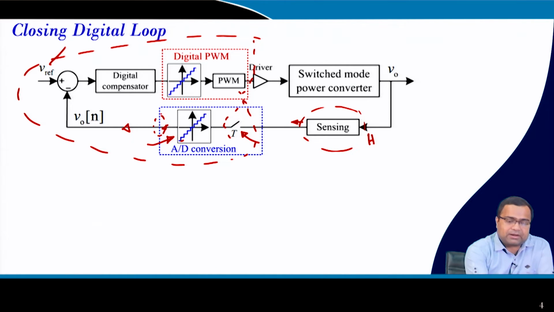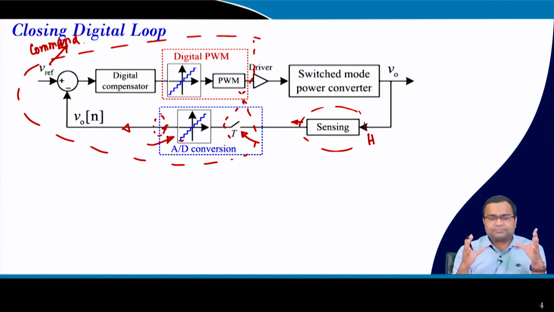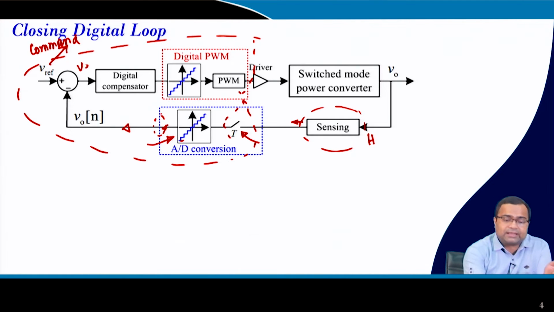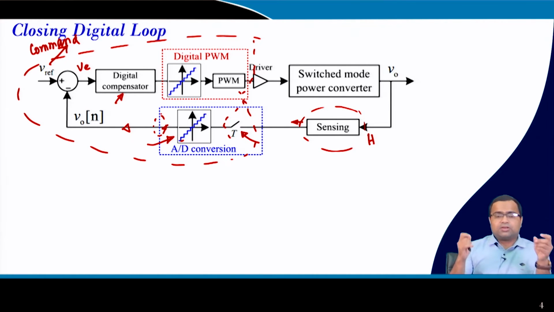So, this is a number, this is a command, I will say it is a reference command which is a number, and your output voltage will be compared, and the error voltage, which is again the quantized discrete voltage or number, will pass through a compensator, and generally it is a digital controller which can be PI, PID controller. There are a variety of compensators that we can consider. You can talk about type 2, different types of compensator like lag lead compensator and so on.